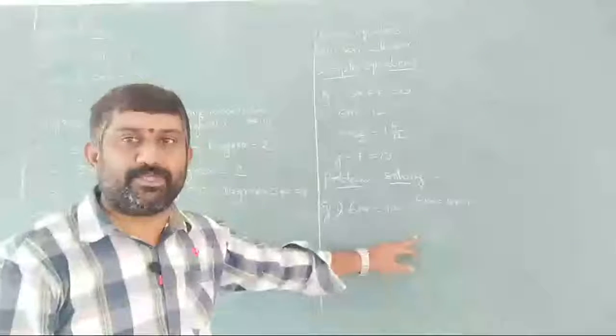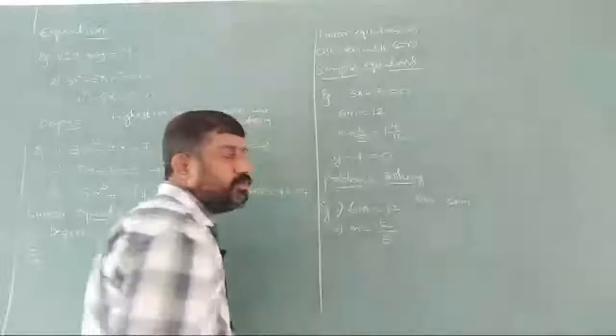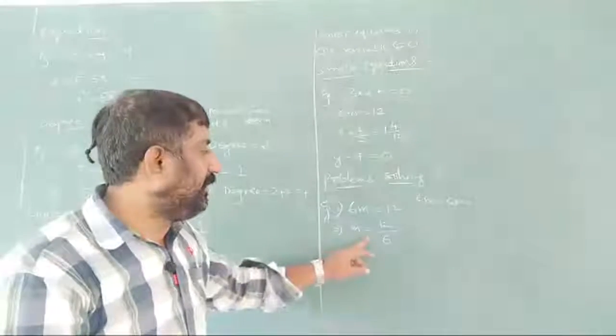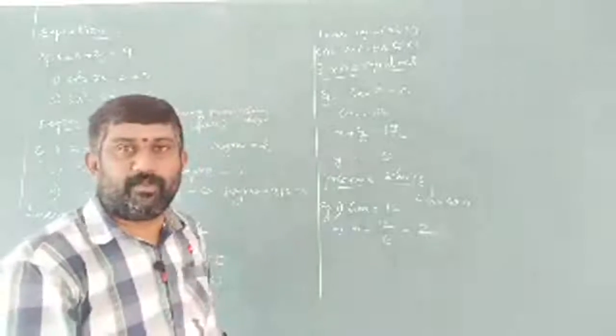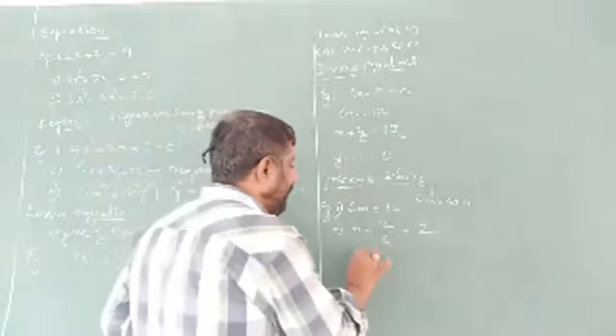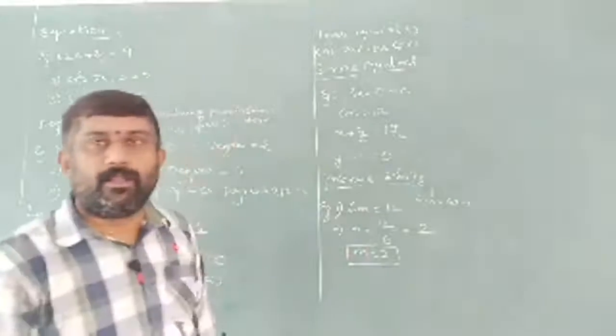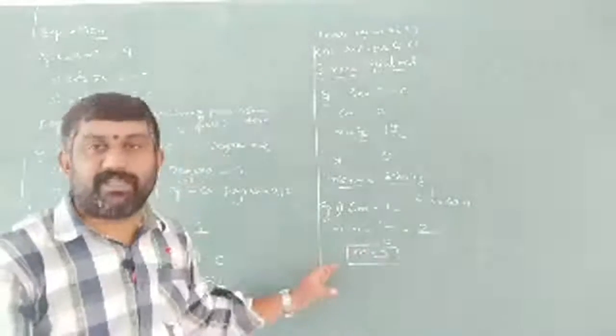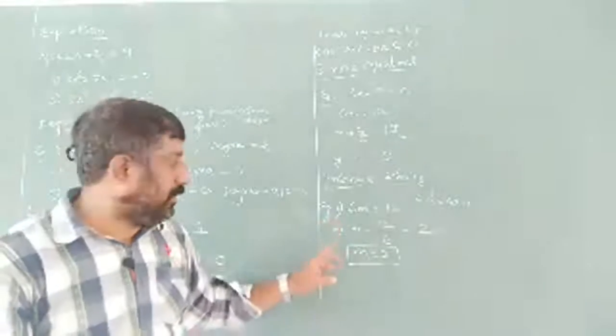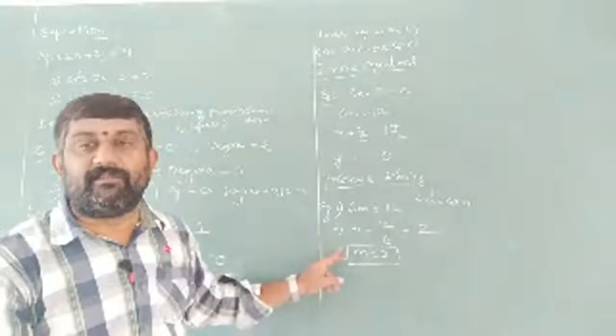Automatically it goes with the opposite operation, divided by 6. 12 divided by 6. So 6 ones are 6, 6 twos are 12. So what is the answer you are getting now? m is equal to 2. So whenever simple equations are given like this, we have to find the solution of the given variable.